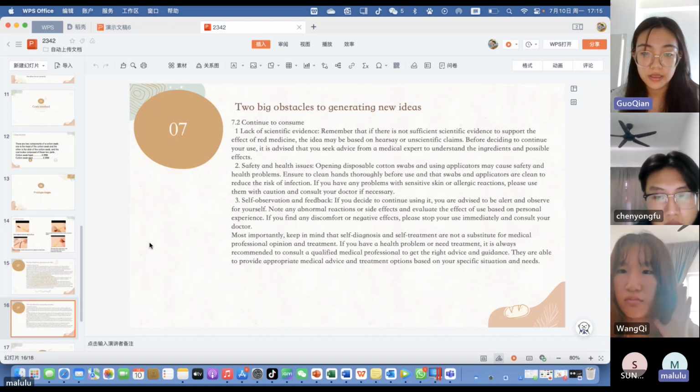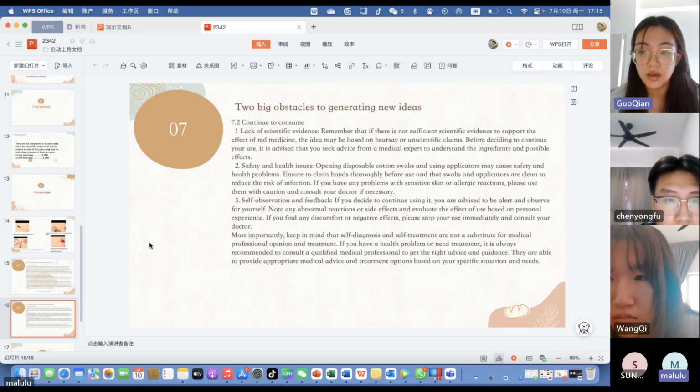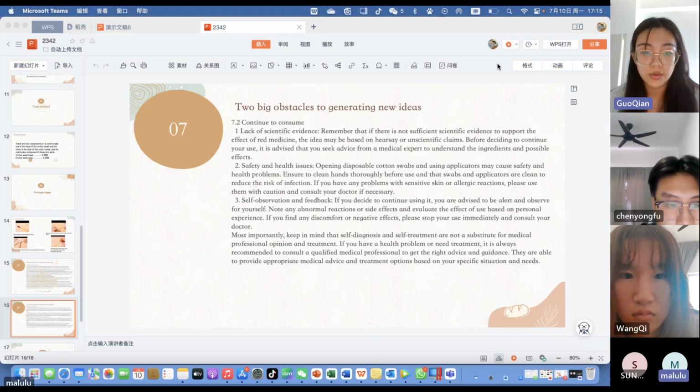Most importantly, keep in mind that self-diagnosis and self-treatment are not a substitute for medical professional opinion and treatment. If you have a health problem or need treatment, it is always recommended to consult a qualified medical professional for the right advice and guidance. They are able to provide appropriate medical advice and treatment options based on your specific situation and needs.